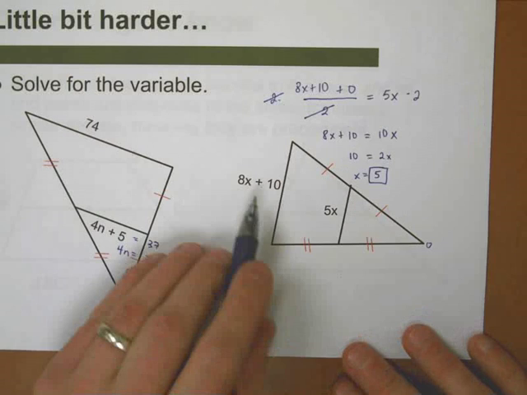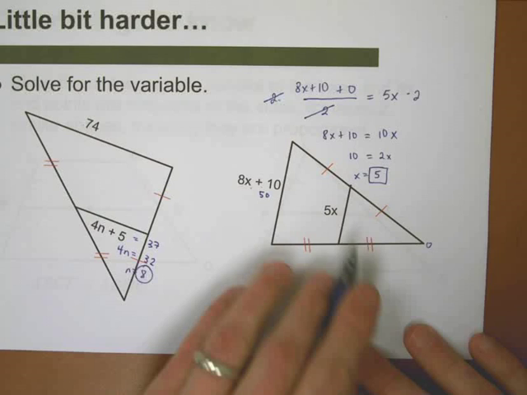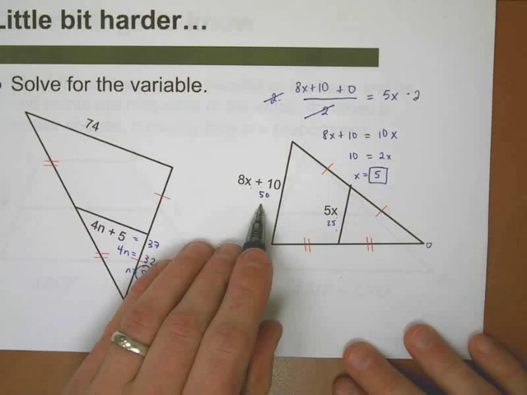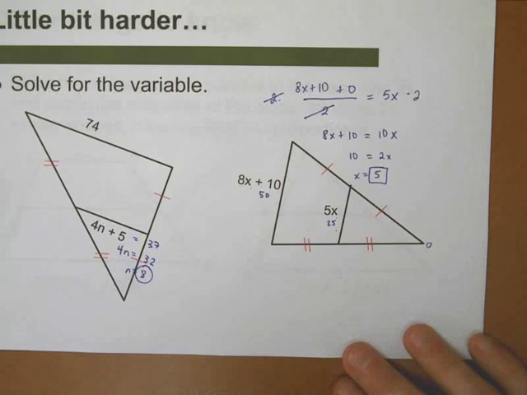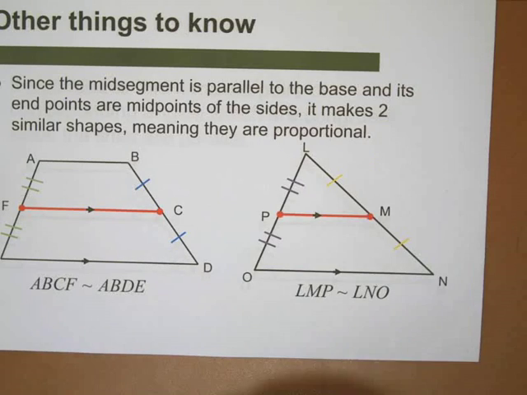We can go back and check and make sure it makes sense. 8 times 5 is 40, and 40 plus 10 would be 50. 5 times 5 is 25. Yep, now look at that. 50, 25, 0. That's halfway between 50 and 0, just like we expected, right? Easy to check our answers.